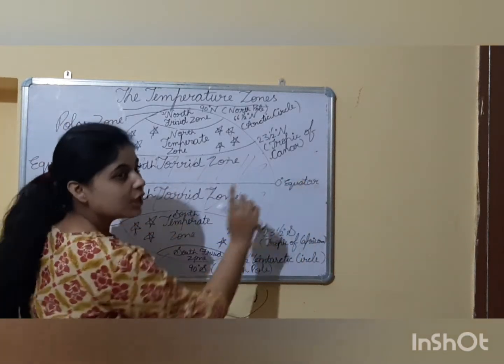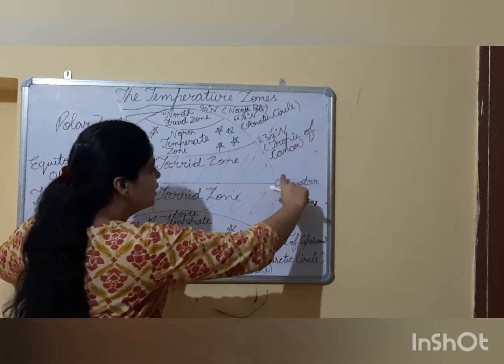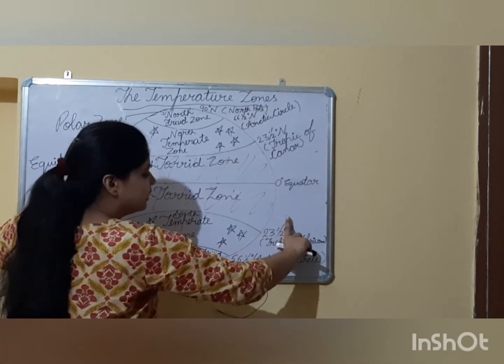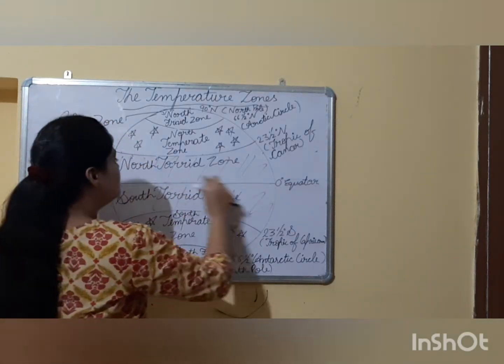See, this is 0-degree equator. Equator is an imaginary line that divides the earth into two equal hemispheres, that is the northern hemisphere and the southern hemisphere, into two equal halves, exactly two equal halves. So this is the equator.